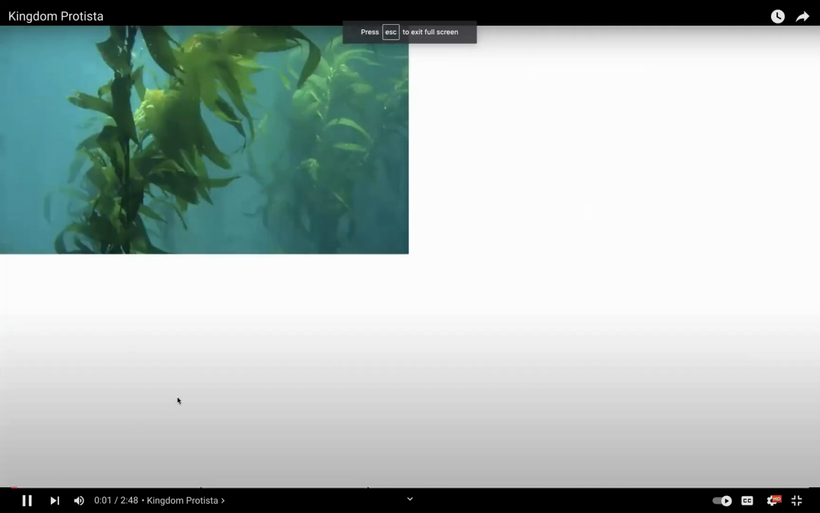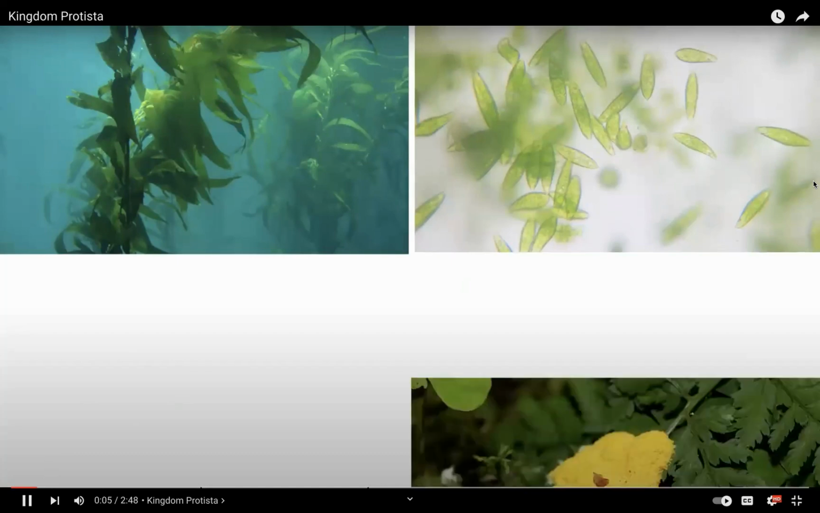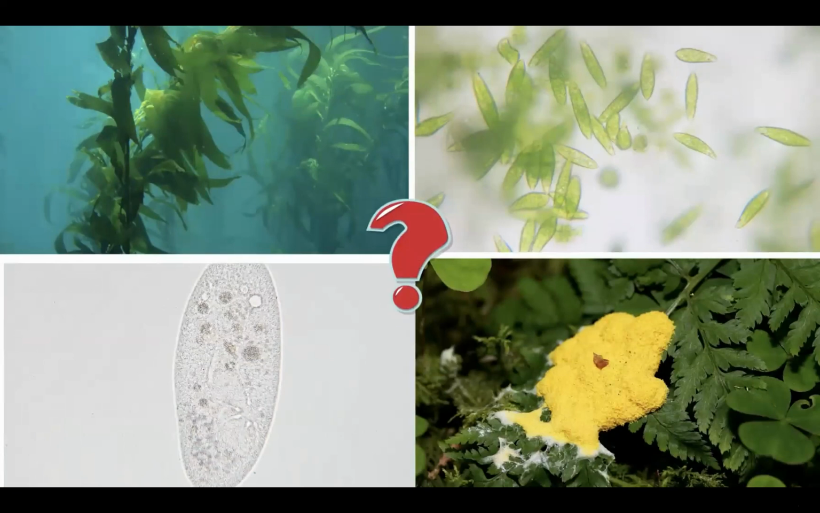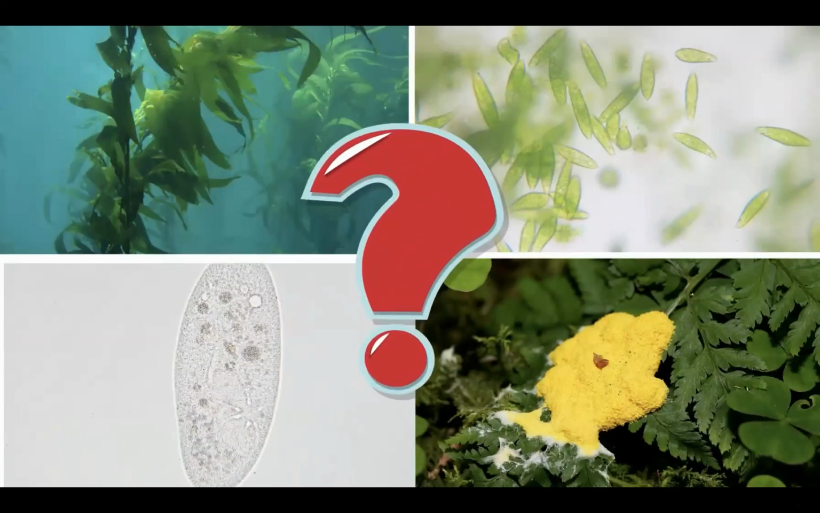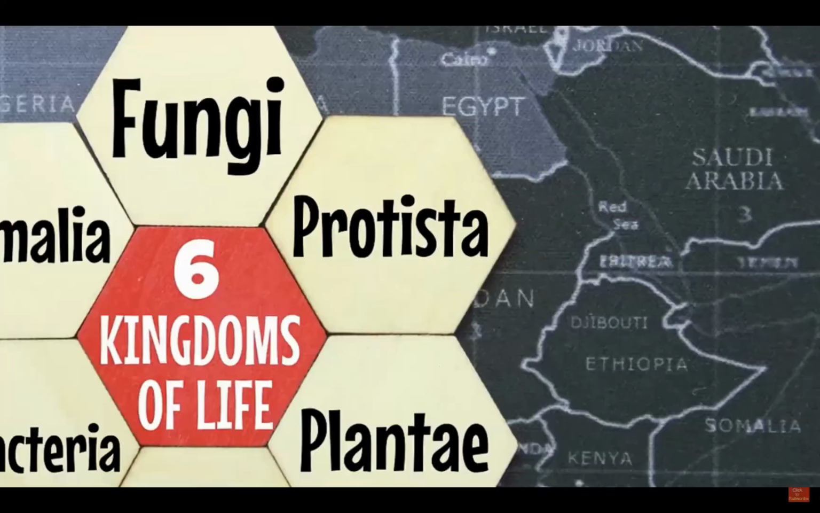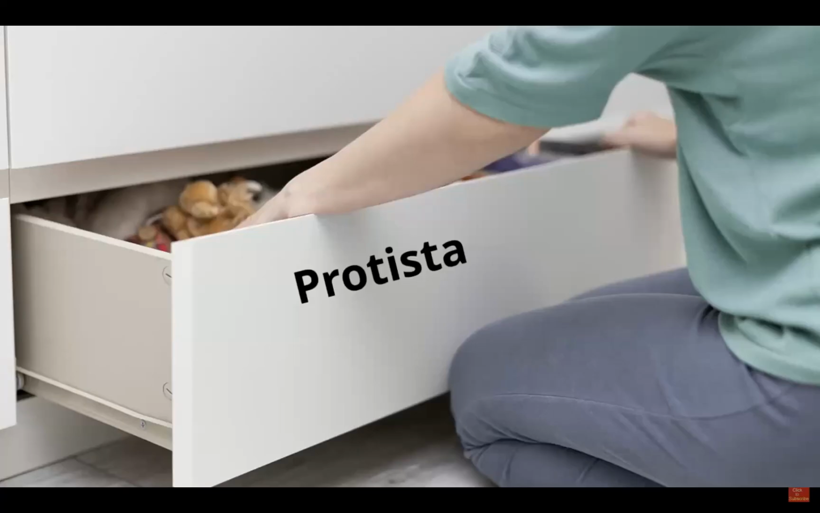What does this giant kelp, a single-cell euglena, slime mold, and paramecium all have in common? They would all be found in Kingdom Protista. Protists are an interesting kingdom of life. You may have heard that Kingdom Protista is the junk drawer kingdom. Kind of like the drawer at home that you have a little bit of everything in it. Let me help explain why.